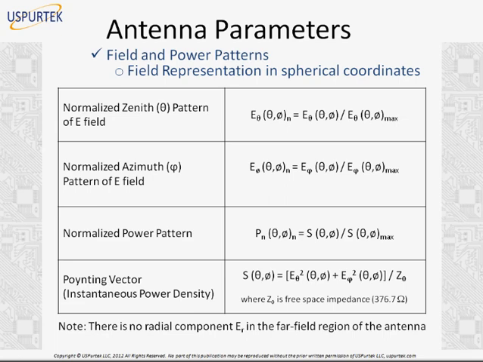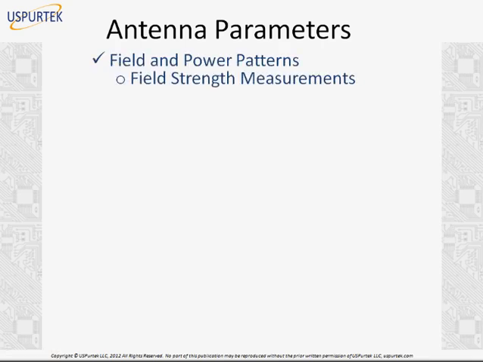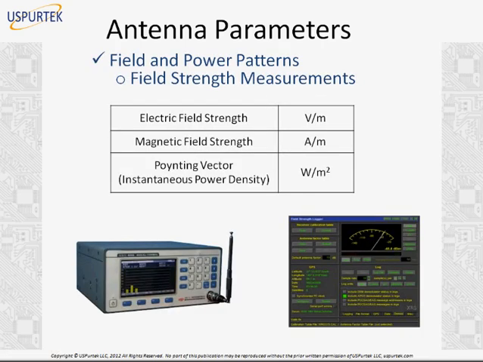Now, since we are considering only the far field region of the antenna, we don't have any radial component. You see, all these expressions have only measurements done with respect to theta and phi. That's it. There is no radial component because we are making all these measurements in the far field of the antenna. Okay, let's move on to the next slide.